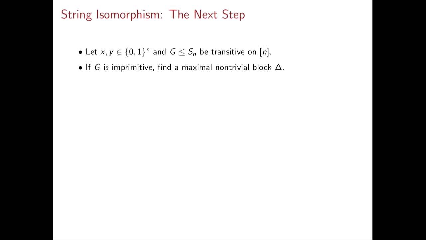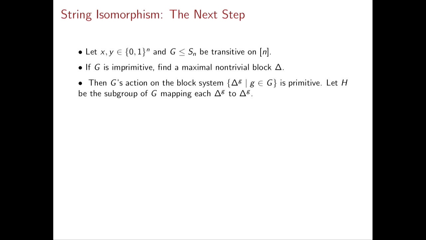But now let's take on the more general case. In the more general case, if G is imprimitive, what we'll do is we'll have to find a maximal non-trivial block. You can find it. Okay, no time to describe that algorithm. Once you find a maximal non-trivial block, you can find out the entire block system by letting G act on it. G is given by generators. You let its generators move this block, and you'll get a block system. The nice thing is that G's action on this block system is primitive.